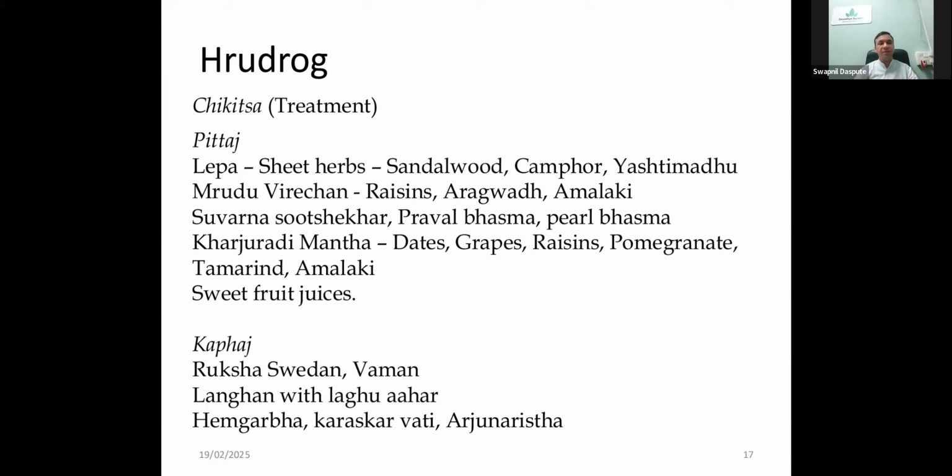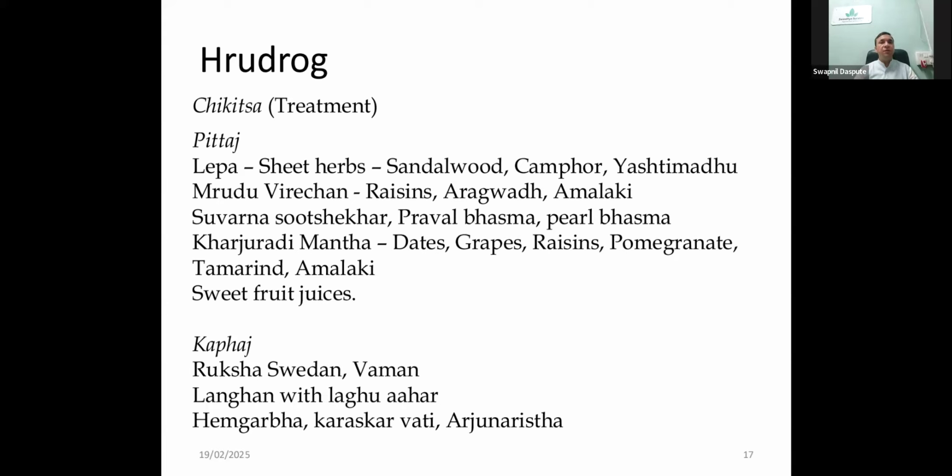So in Rudroga especially. But if you have, say, a skin disease which has disturbance, mental disturbance, and has caused skin disease, then Shirodhara and Rudbasti both will work better. Okay. Yeah, thank you. In Pittaja type of Rudroga, Lepa with Shita potency herbs, sandalwood, camphor, yashtimadhu. This Lepa can be applied in the heart region.